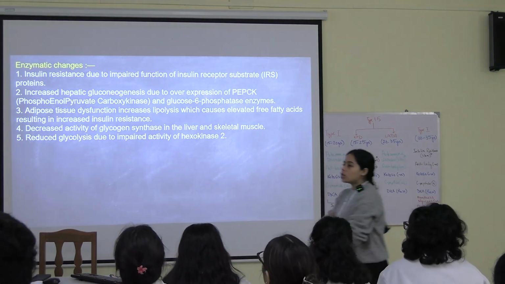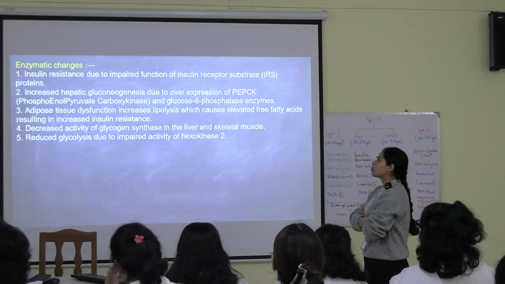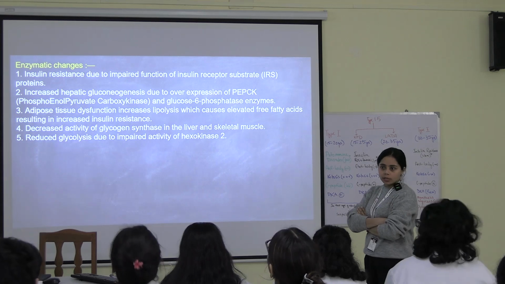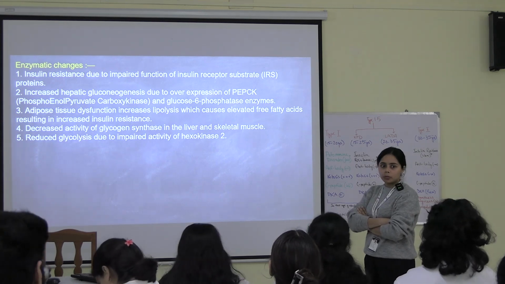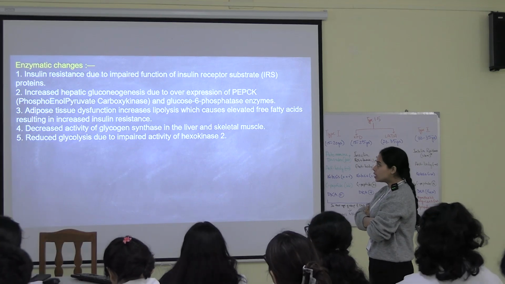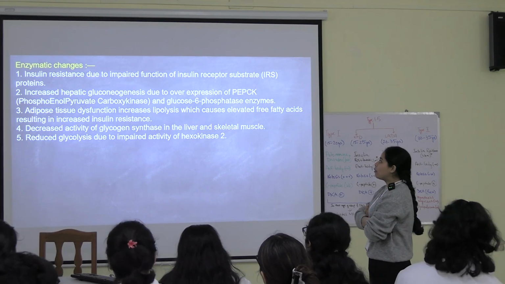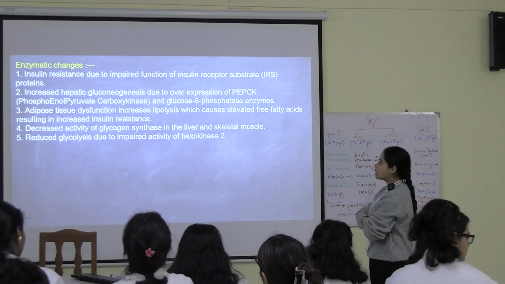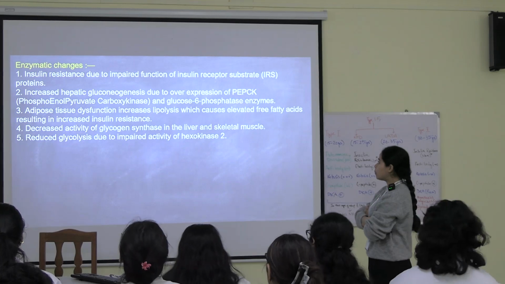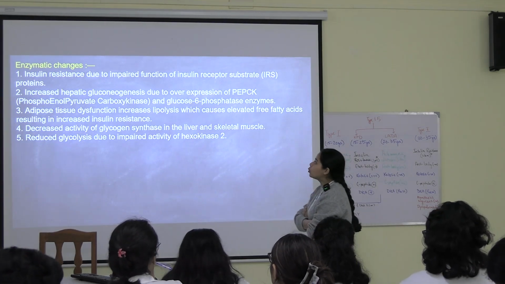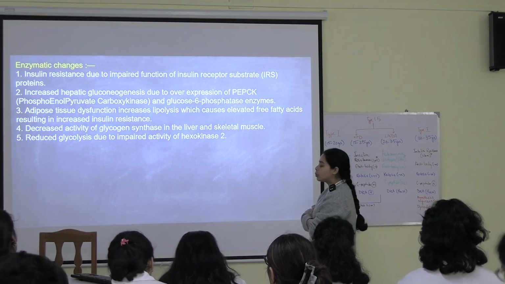So the enzymatic changes. Insulin resistance. So type 2 is an insulin resistant or autoimmune disorder? Insulin resistance, yes. Insulin resistance is due to impaired function of insulin receptor substrate, that is IRS, insulin receptor substrate proteins. So insulin resistance happens due to the impaired function of insulin receptor substrate.